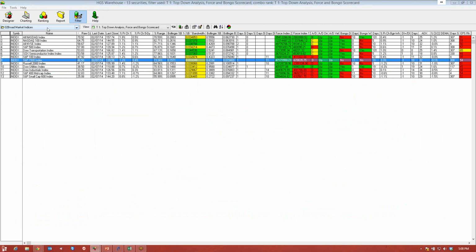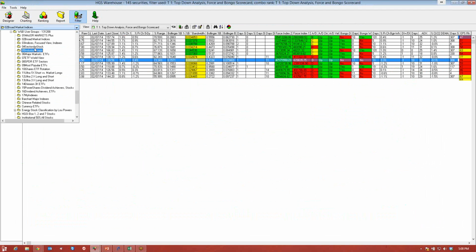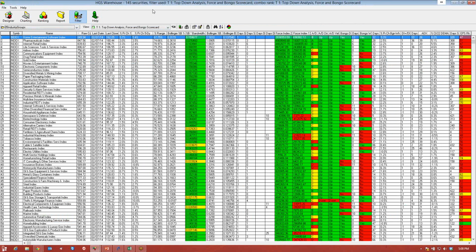So next I want to go look at industries as part of my top-down review. Now, there's 145 industries, and was there 10 last time? There were so few, just a handful of positive indexes. And as I pointed out last time, biotech was one of the worst performers. So a lot of people wonder why I switch views around, so let me show you why.